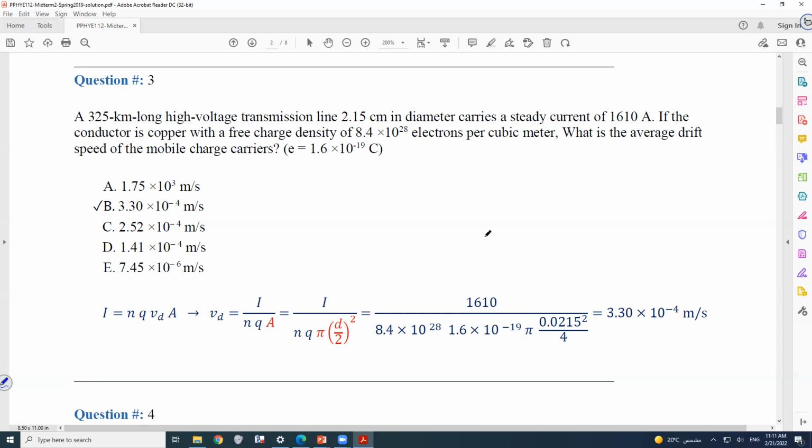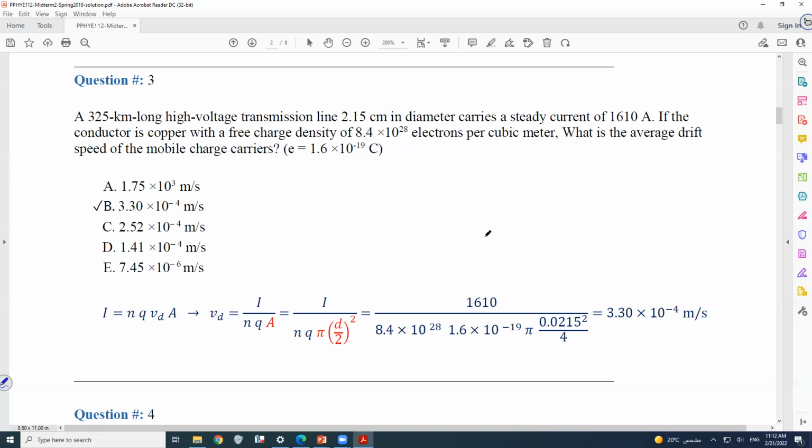A 325 kilometer long high voltage transmission line, 2.15 centimeter in diameter, carries a steady current of 1610 amperes. If the conductor is copper with a free charge density of 8.4 times 10 to the power 28 electrons per cubic meter, what is the average drift speed of the mobile charge carriers?